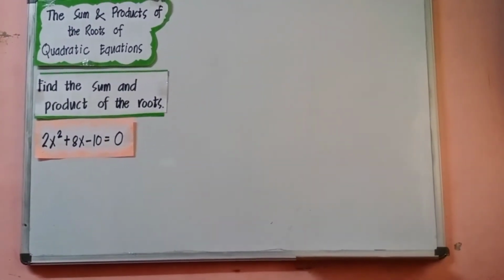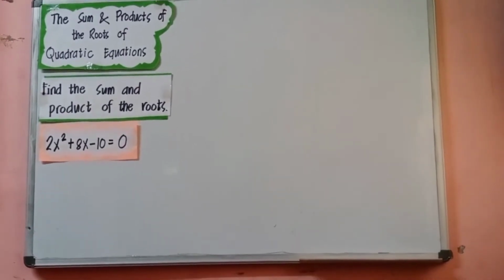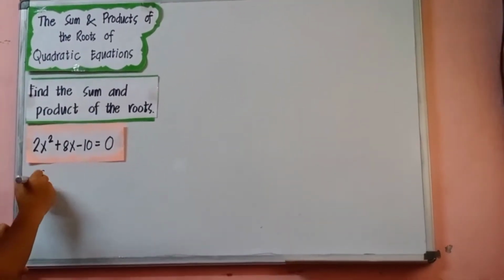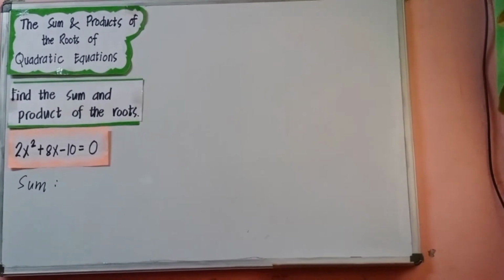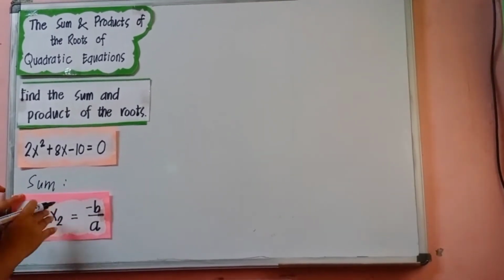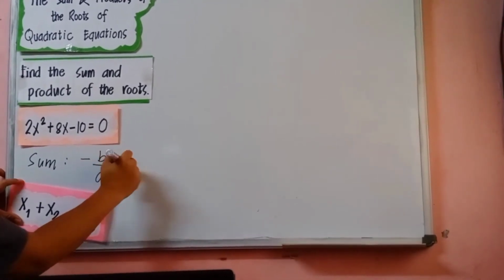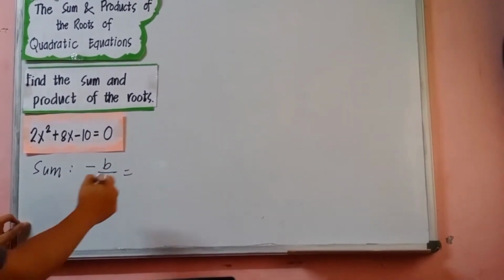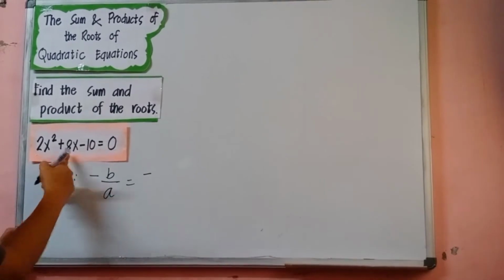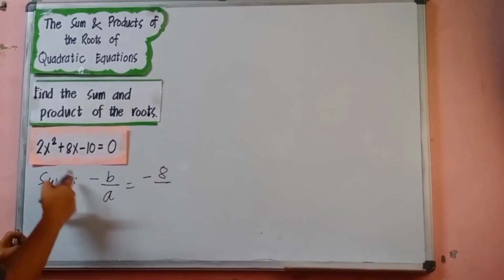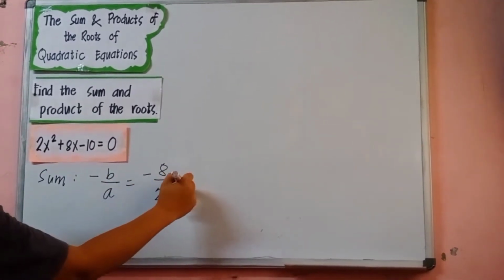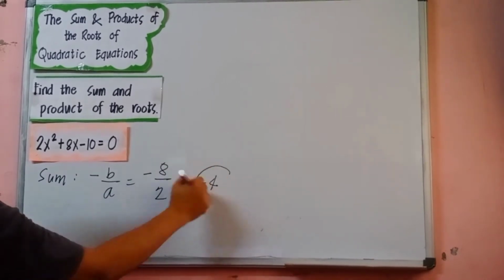Now, if we have 2x squared plus 8x minus 10 equals 0, and we're going to find the sum, then the sum must be negative b over a. So we are just going to use this. Okay, so negative, and then our b is 8, and then a is 2. So negative 8 divided by 2 is negative 4.